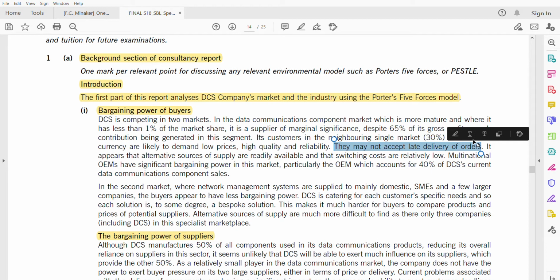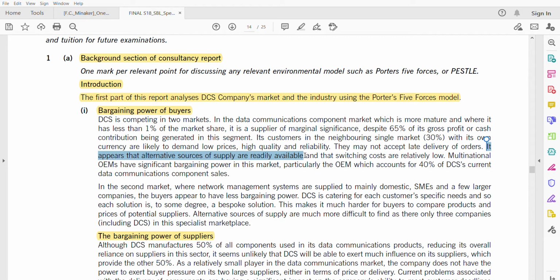Because in a high volume, low price market, customers don't accept late delivery of orders. They know that if DCS is late, they can go to some other market and get it because it's low price. So it appears that alternative sources of supply are readily available.